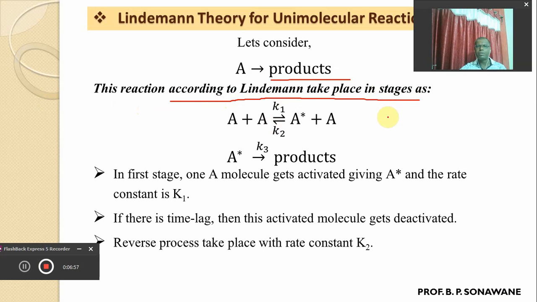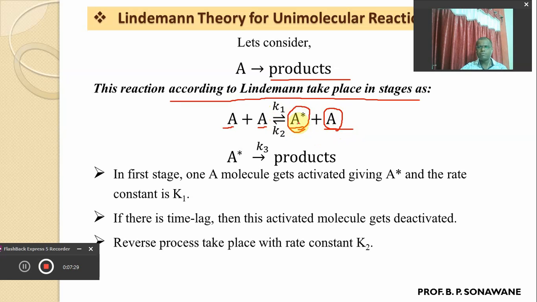According to Lindemann, in the first step, this one reactant molecule A collides with the other reactant molecule. It gives the formation of the activated molecule A star, along with the normal, less energetic or ordinary molecule A. The rate constant for the formation of activated molecule A star is K1.